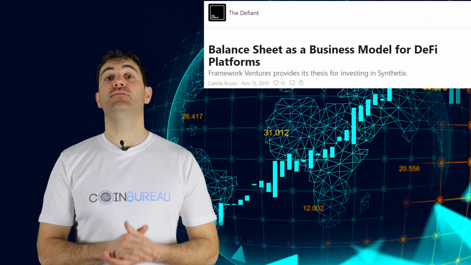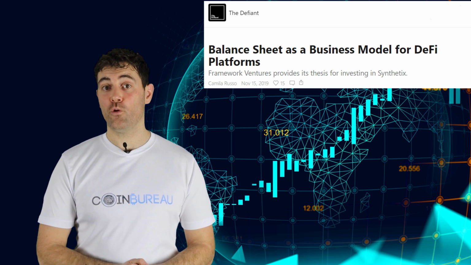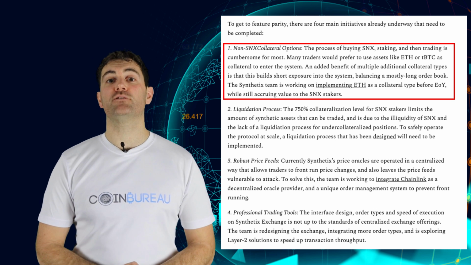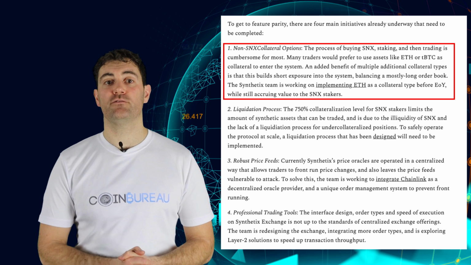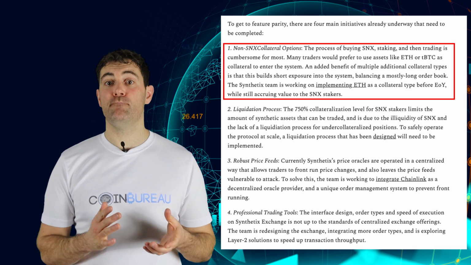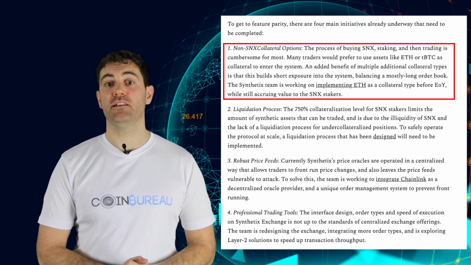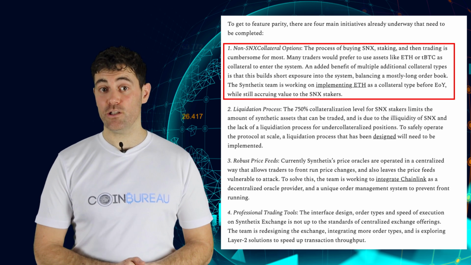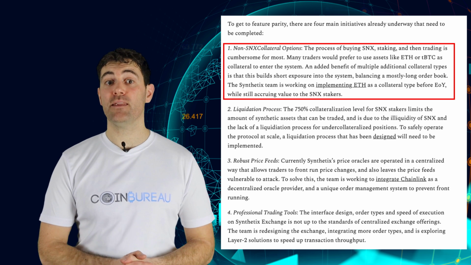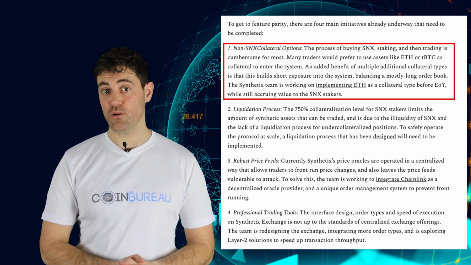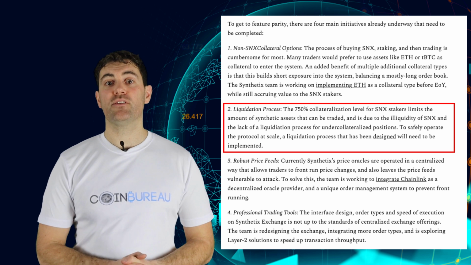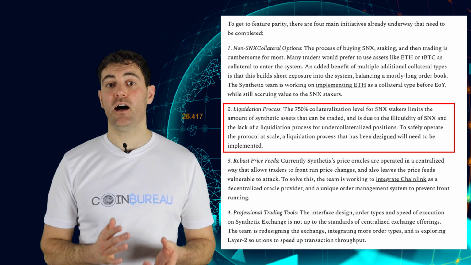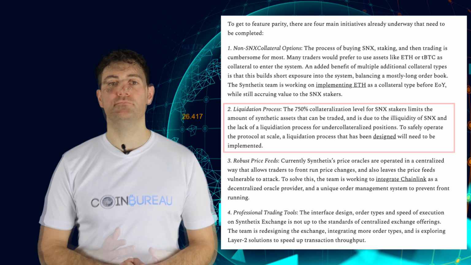Shout out to The Defiant on Substack, who highlights 4 key things in the pipeline for Synthetix. The first is the introduction of non-SNX collateral options. That would be a big deal, as SNX tokens are currently the only form of collateral. If assets like Bitcoin could be used as collateral, this would certainly make the whole ecosystem much more stable. The second thing in the pipeline is the creation of a liquidation mechanism to stabilize under-collateralized positions.